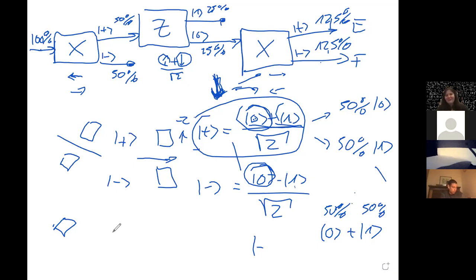Yeah. So it's just a property the particles have.